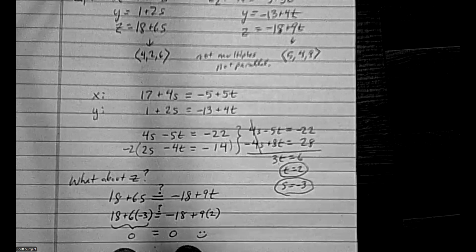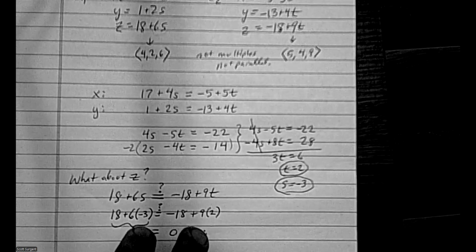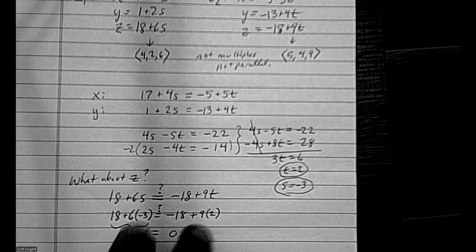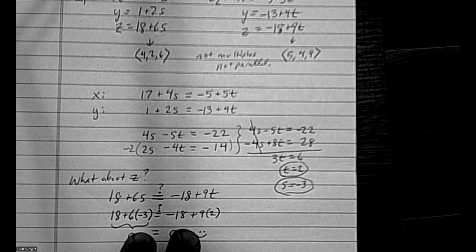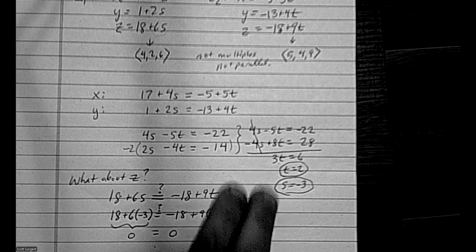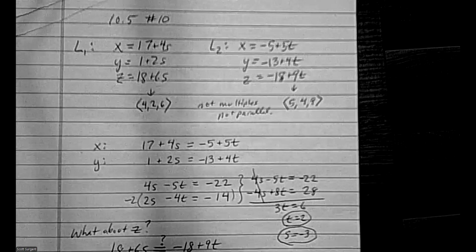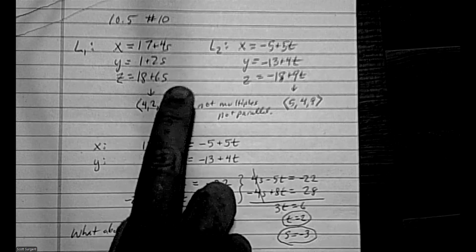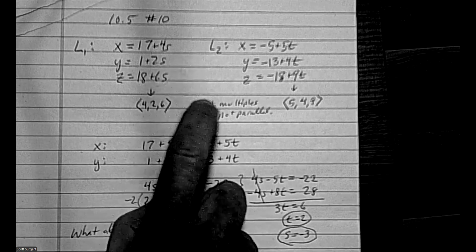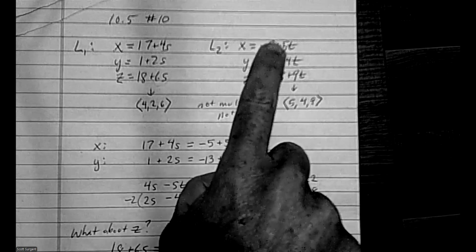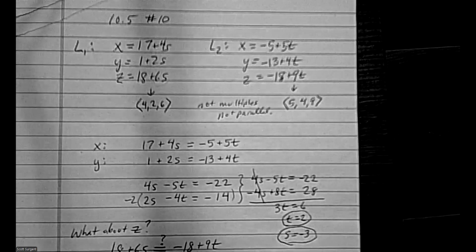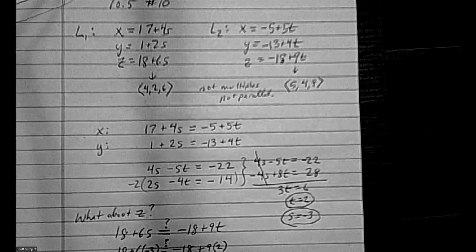If it doesn't work, that's an answer. If it doesn't work, it's called skew. The two lines don't intersect. Since it does work, now you know what the S and T values are. Just go back up to the original equations, pop in your S. What was S? Negative 3. Boom, boom, boom, get your X, Y, Z. You put your T in there, you should get the same X, Y, and Z. Yeah, beautiful. Thank you. Sure.